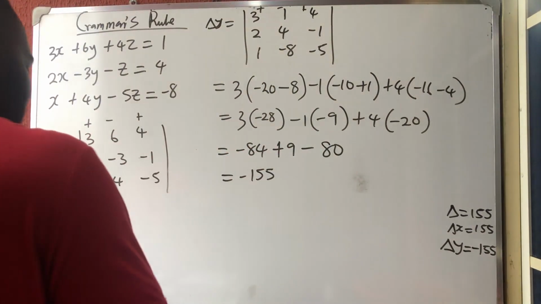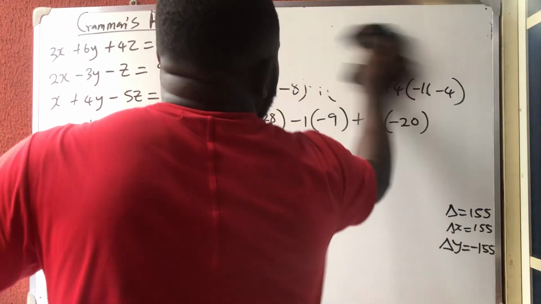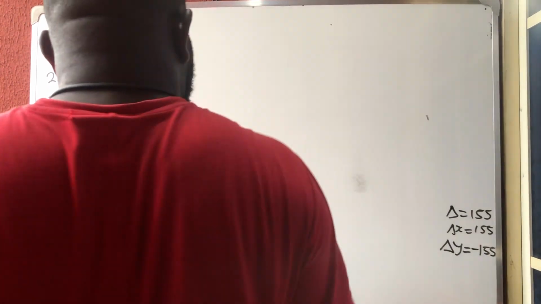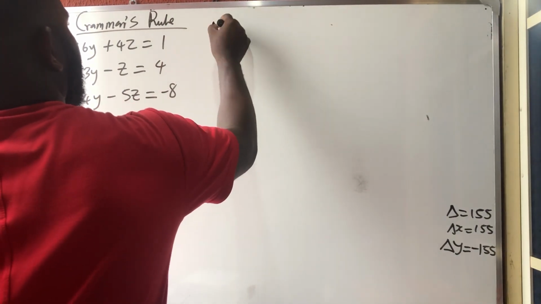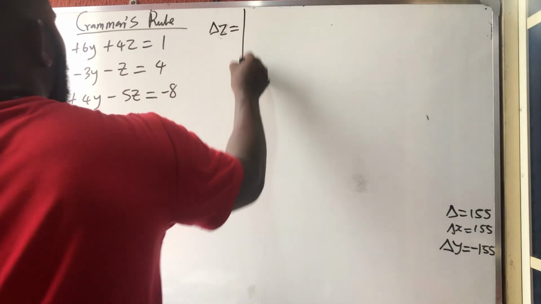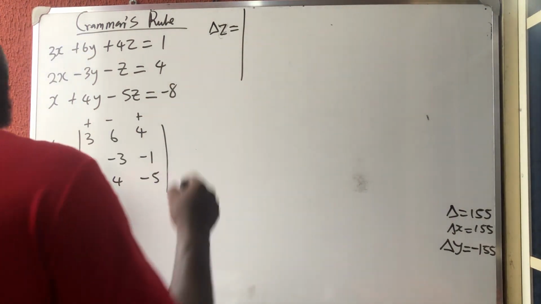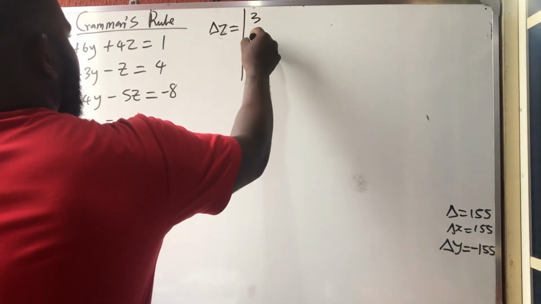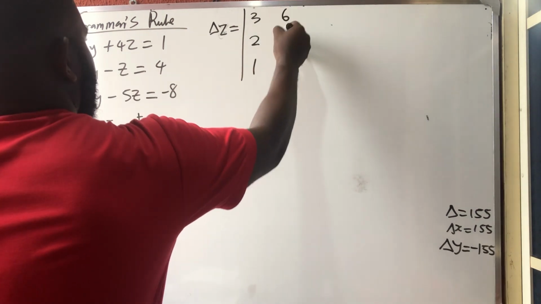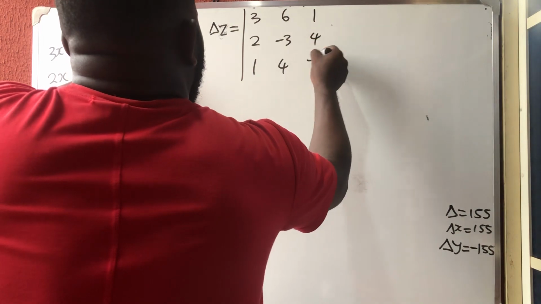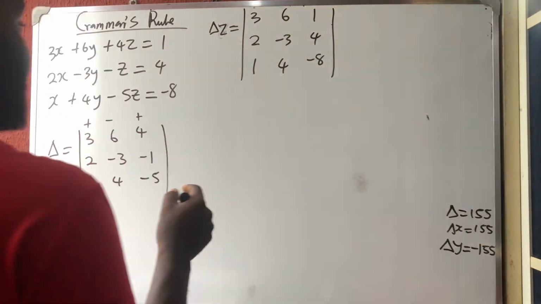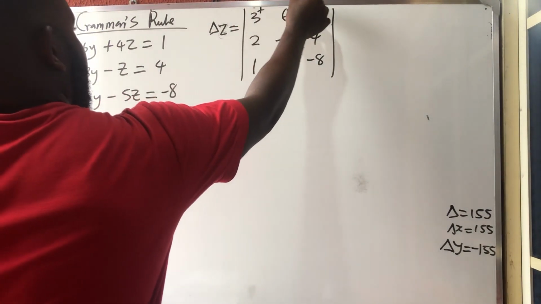So lastly, let me get change in z. So change in z is simply use the equality side to replace the z column. So I'll still have my 3, 2, 1, 6 minus 3, 4. Then I'll now have 1, 4 minus 8. So let us do that now. Don't forget your plus, minus, plus.